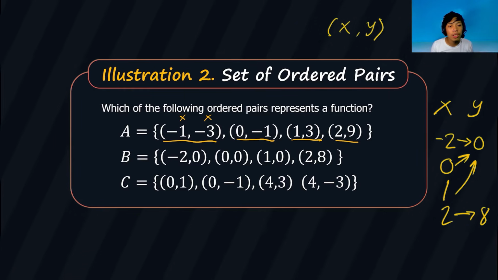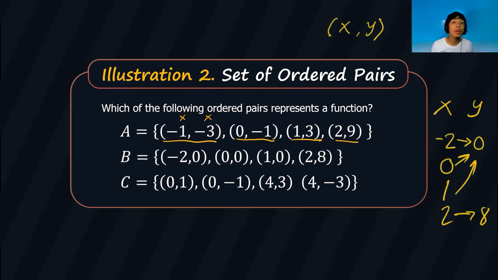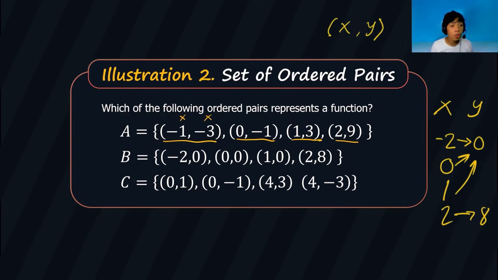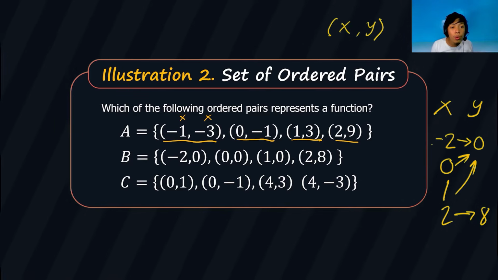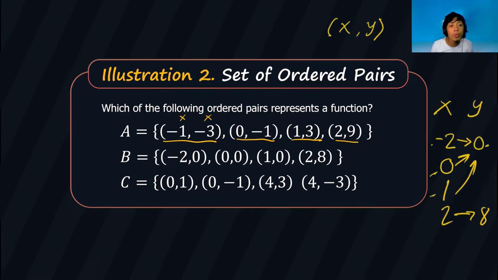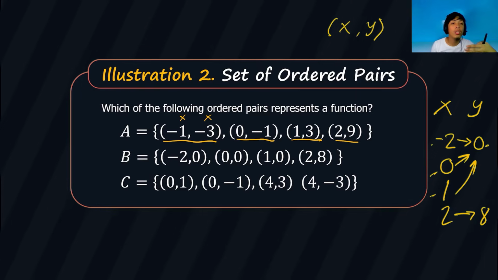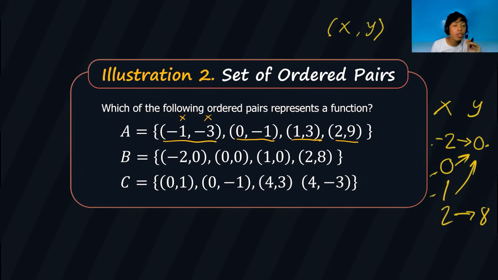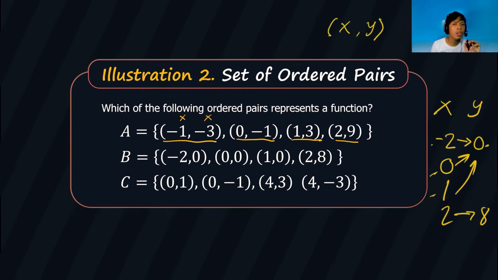Now you can see that -2, 0, and 1 correspond to the same output, which is 0. But it's still a function because -2 corresponds to a single output, 0 corresponds to a single output, and 1 corresponds to a single output. So even though -2, 0, and 1 have the same output, each element corresponds to a single output. That means letter B is still a function.